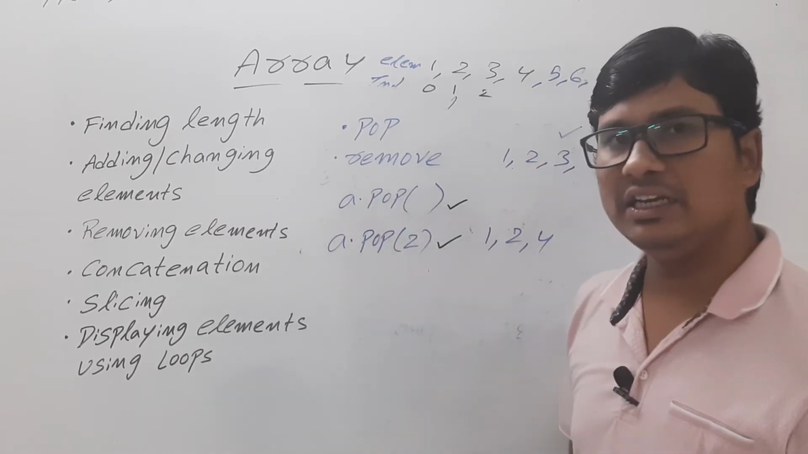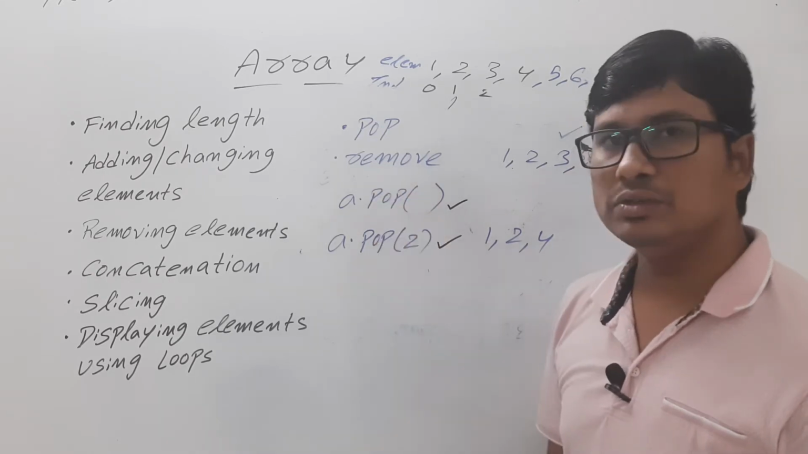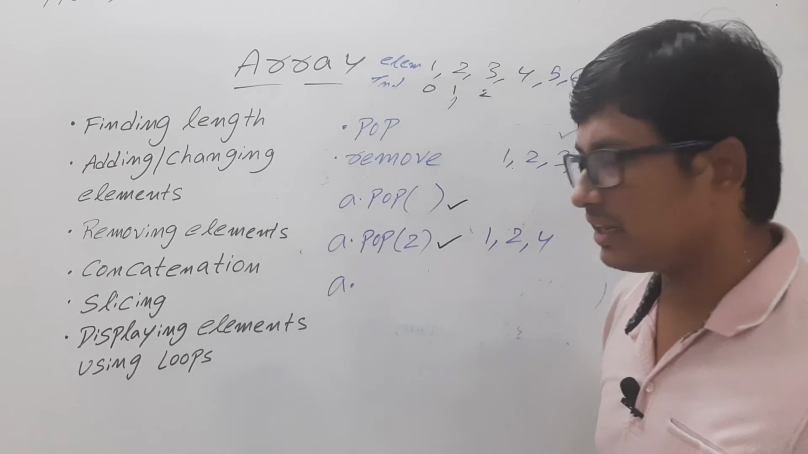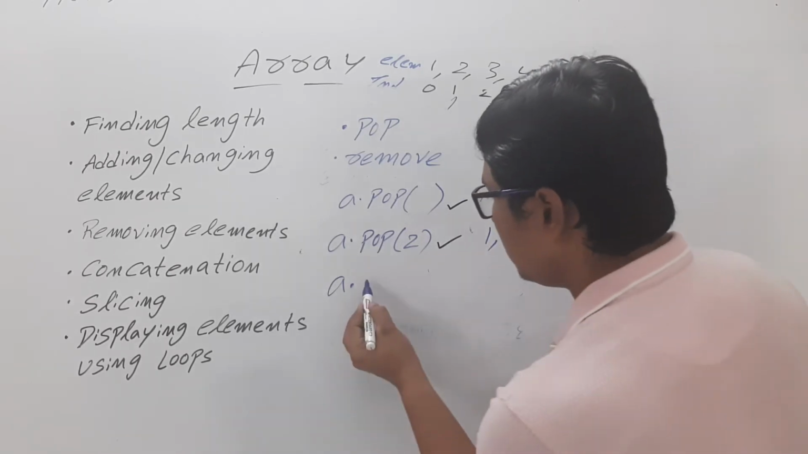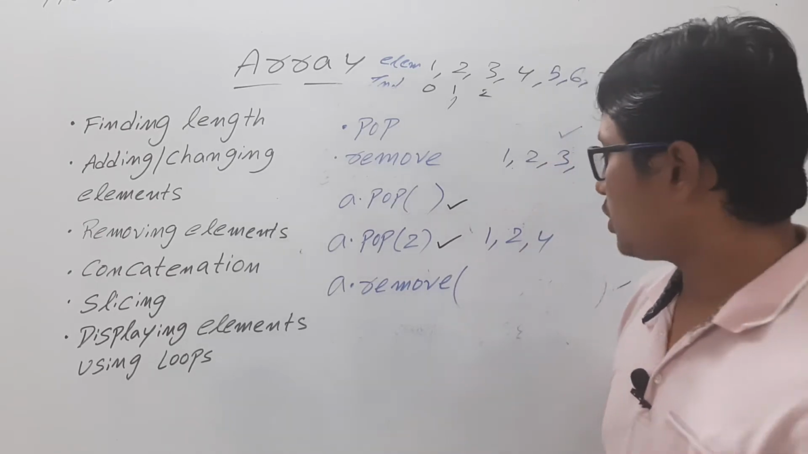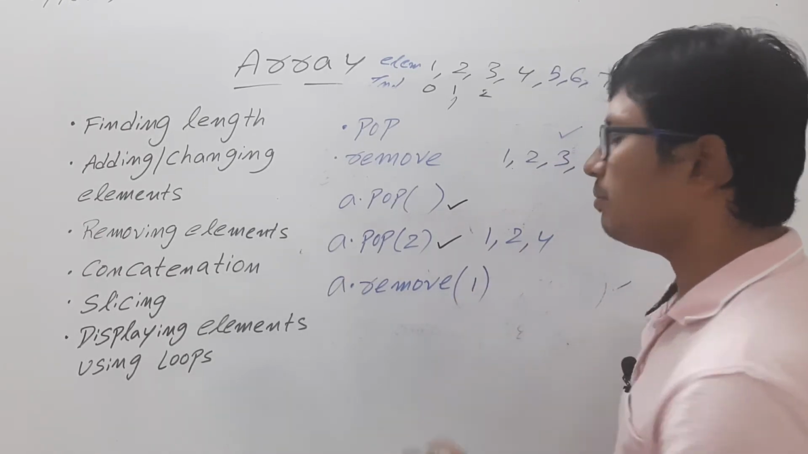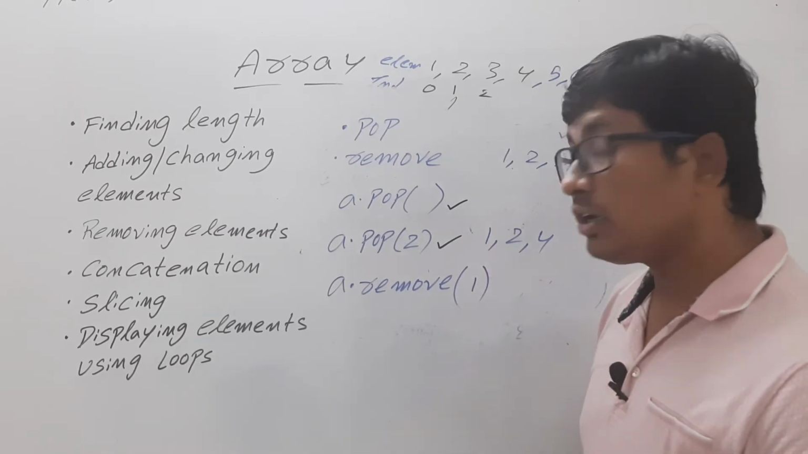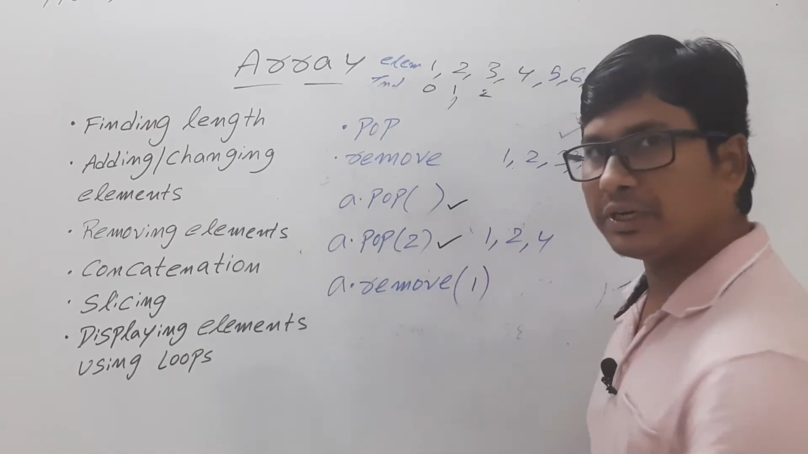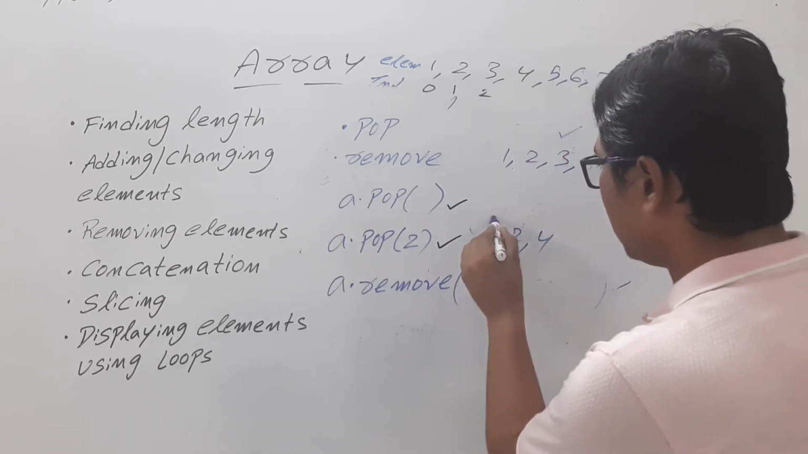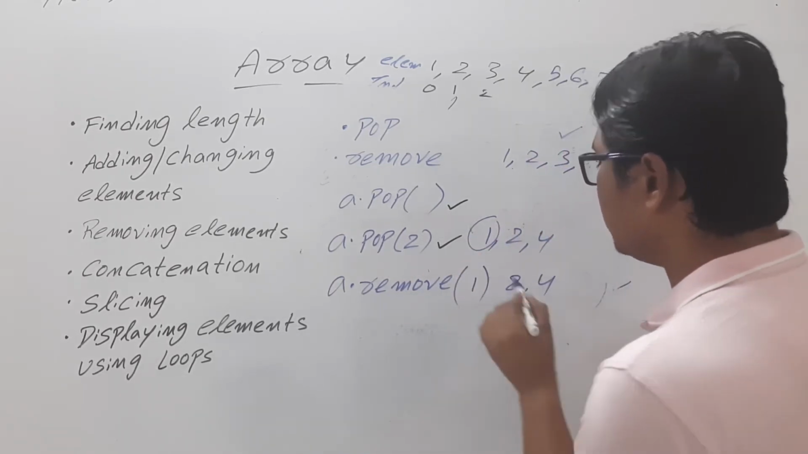Now we can delete an element from the array using remove also. How I will do it is a dot remove, where a is the name of the array, and you give the element you want to remove. Suppose I want to remove the element 1. Then 1 will be removed and it will not return the value. If you try to print, it will not print which element it has removed. It will remove the element 1 and the remaining elements will be 2 comma 4.